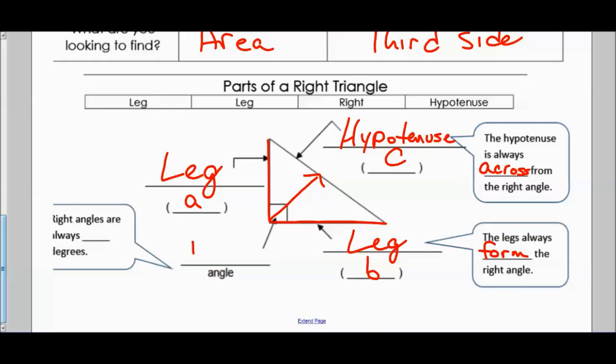So this is called a right angle. Never assume it's a right angle. You need to see that box. That's what's telling us that it's a 90-degree angle.